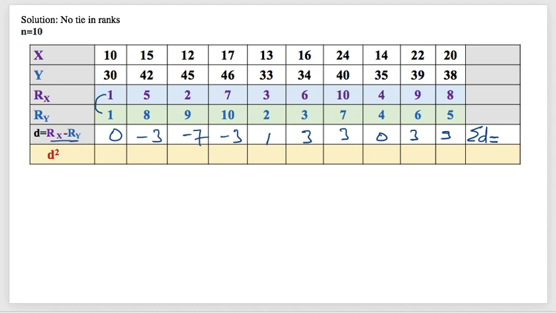So we are observing all the negative values: minus 7, minus 3, and minus 3 is minus 13. And here 3 fours are 12 plus 1 is 13. So yes, we get answer 0. So that is one of the very important points to check.